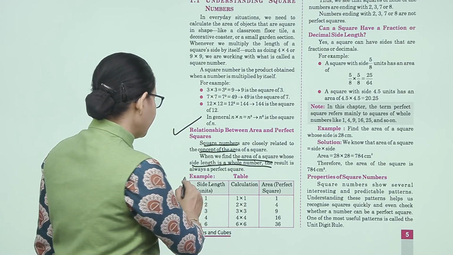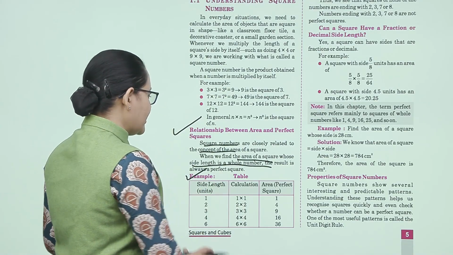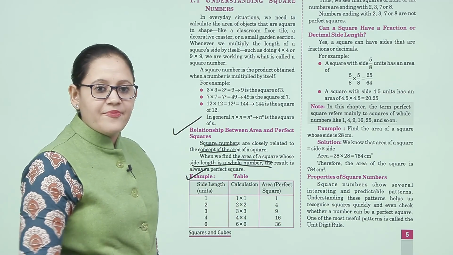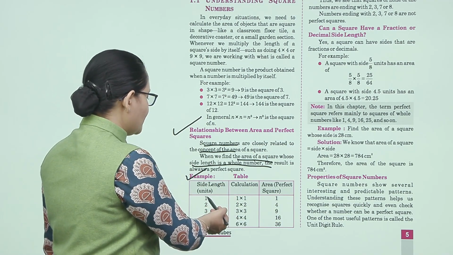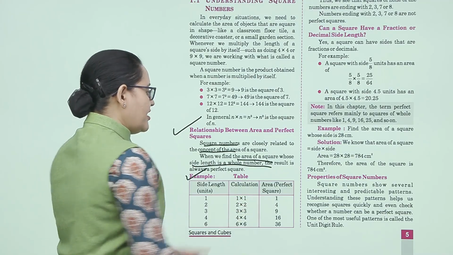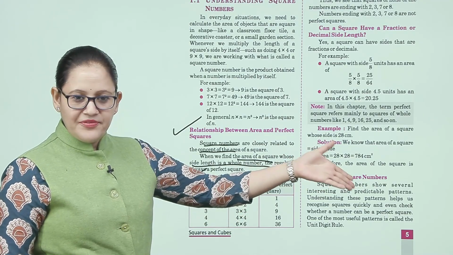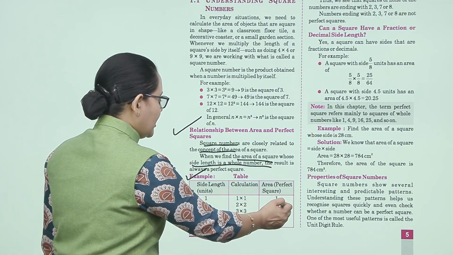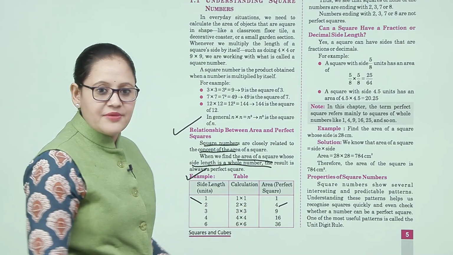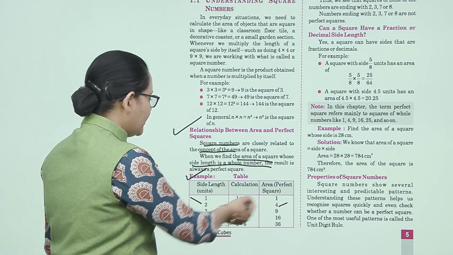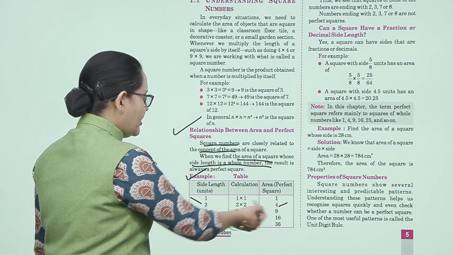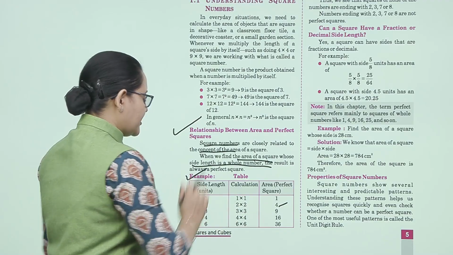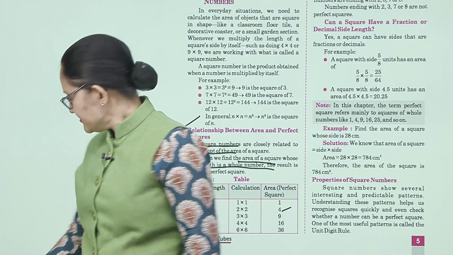For example, suppose the sides are given and we have to calculate the area. If the side is 1 unit, the area is 1 multiplied by 1, square of 1, which equals 1. If the side is 2 units, the area will be 4 square units. If the side is 3, the area is 9; for 4, it is 16; for 6, it is 36. Clear?